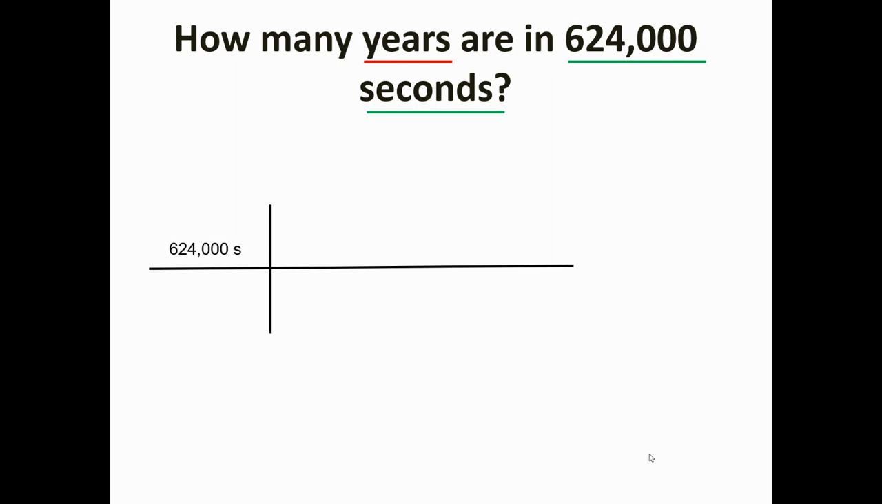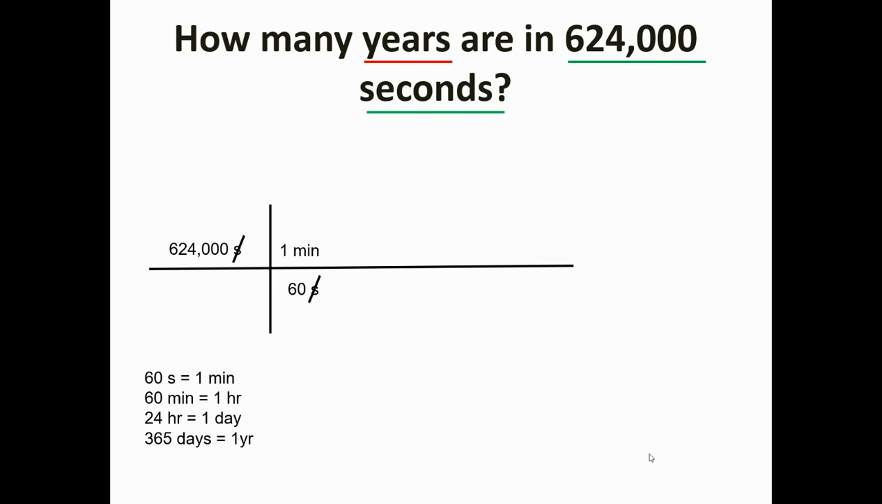Now we need to come up with some conversion factors to go from seconds to years. Well, we know that there's 60 seconds in 1 minute, 60 minutes in 1 hour, 24 hours in 1 day, and 365 days in 1 year. Now that we have our conversion factors, we just need to plug them into our train tracks. Remember, the unit in the top left and in the bottom right should always match so that they can cancel out. So my first conversion factor I'm going to use is 60 seconds equals 1 minute. I'll put the 60 seconds on the bottom so that the seconds will cancel out, and 1 minute on the top.